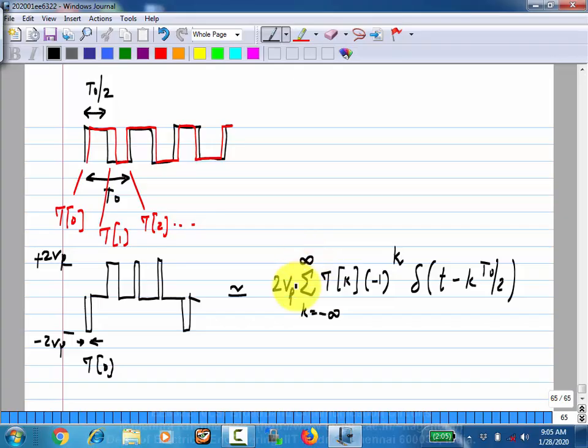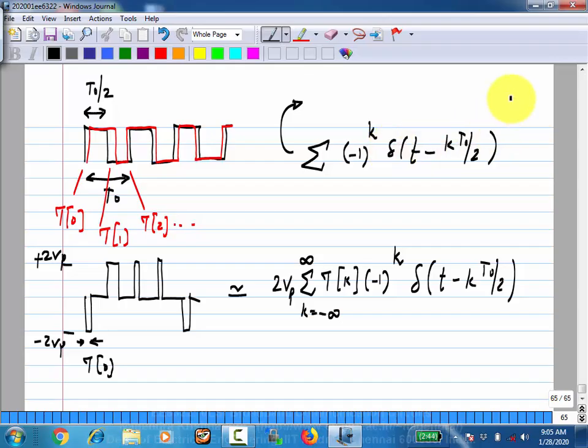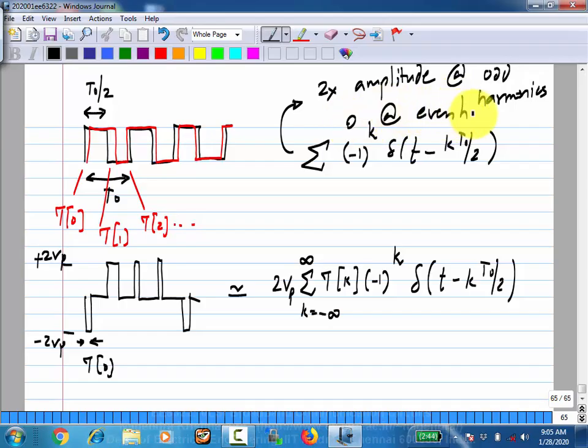Okay. So we looked at this signal. This can be written as a difference between two impulse trains which are delayed. So it has 2x the amplitude at odd harmonics and 0 at even harmonics of 1 by T naught, because when you separate it out, each of them has a period of T naught. Okay. So now we want to get the spectrum of this.